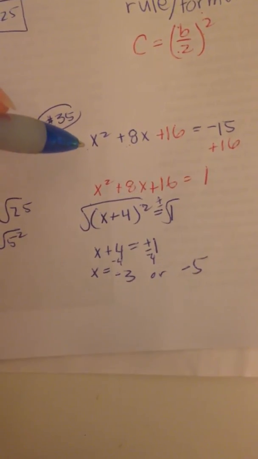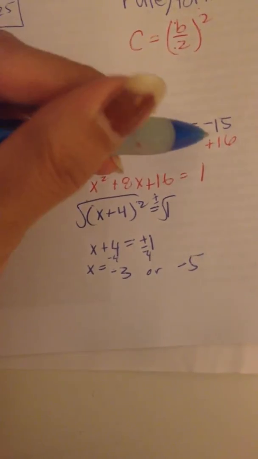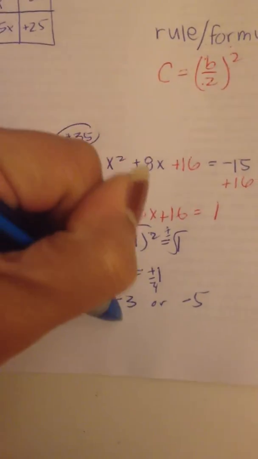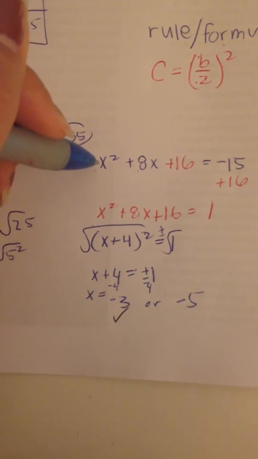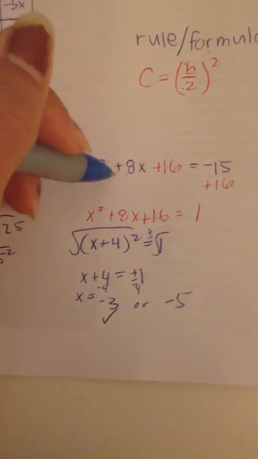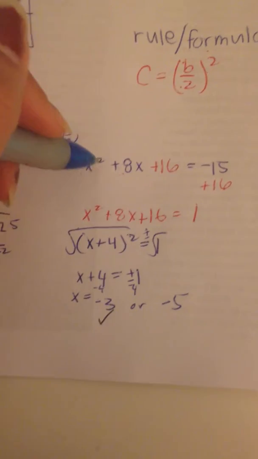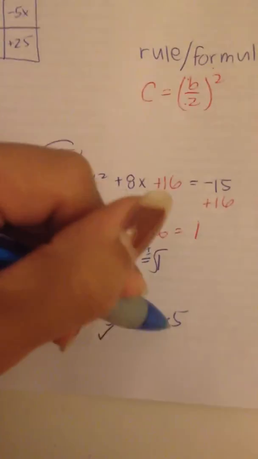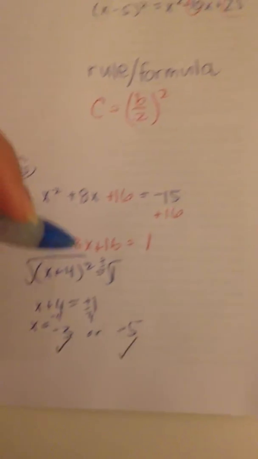So negative 3 squared is 9, minus 24 gives us negative 15. It works. And then negative 5, this is how you check your work. Squared is positive 25. Minus 40, this becomes 40, is going to equal negative 15. It also works. So there's our two answers.